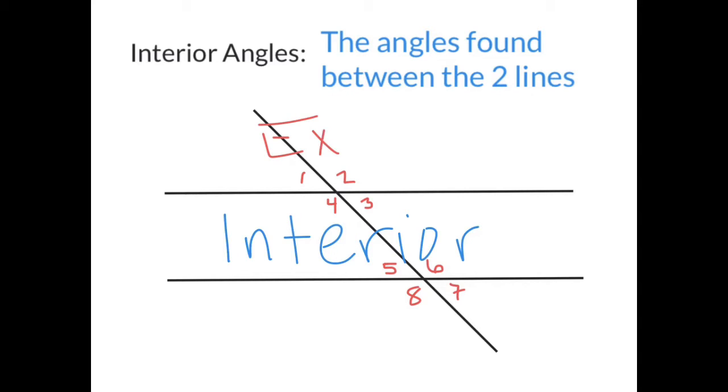These are the exterior, and then inside my parallel lines, really the two lines that are, they don't always have to be parallel when you're talking about exterior, interior, but for this lesson, specifically the ones inside the parallel lines are called our interior angles.